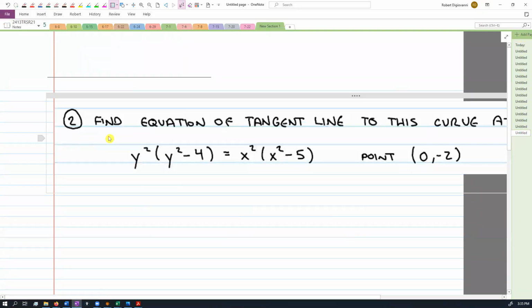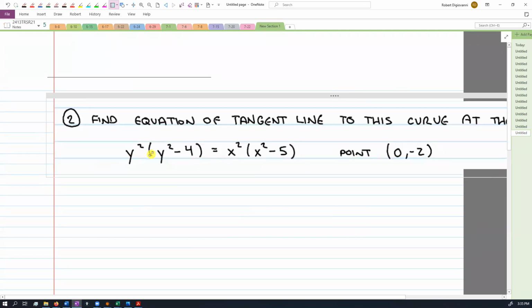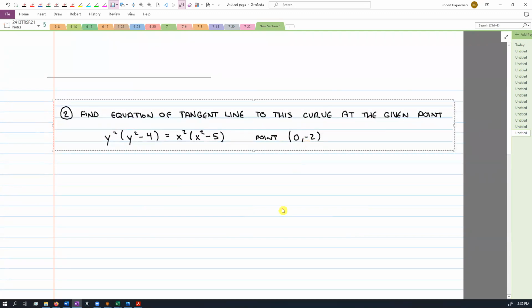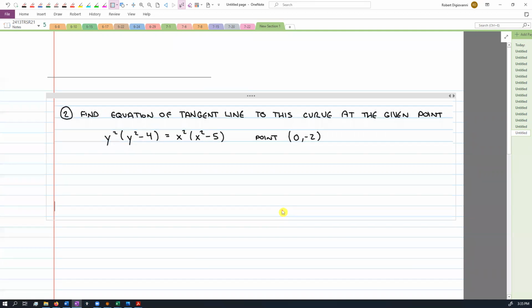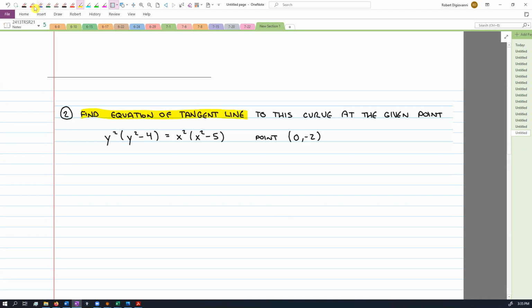One of the things I'll say on this is that you want to be paying attention again to what the instructions are asking you to do. They're asking you to find the equation of the tangent line. So right away you should be thinking, I'm going to be using the point-slope formula. You're also given a point, so you already know what x1 is, and you already know what y1 is.